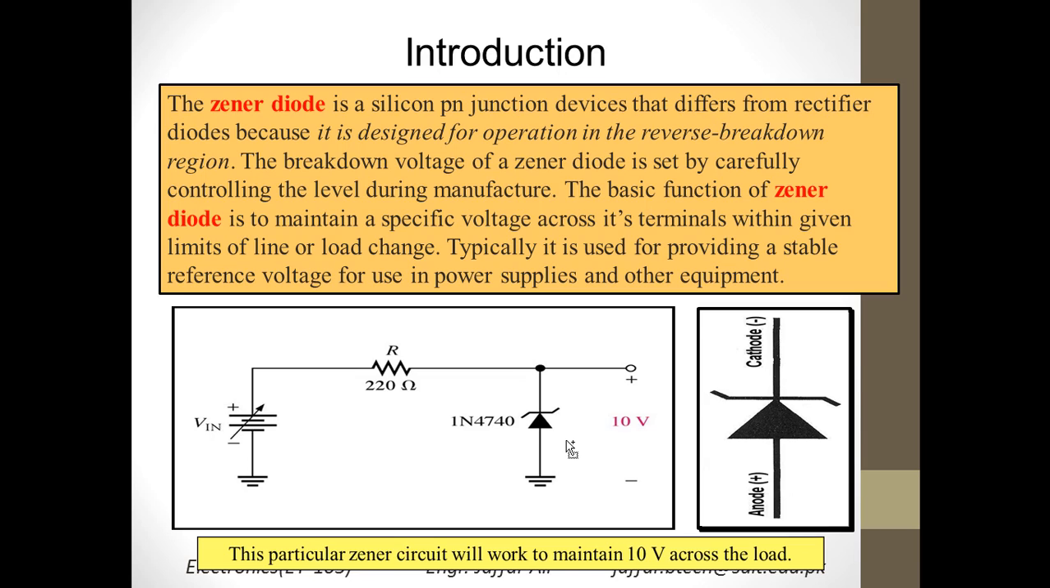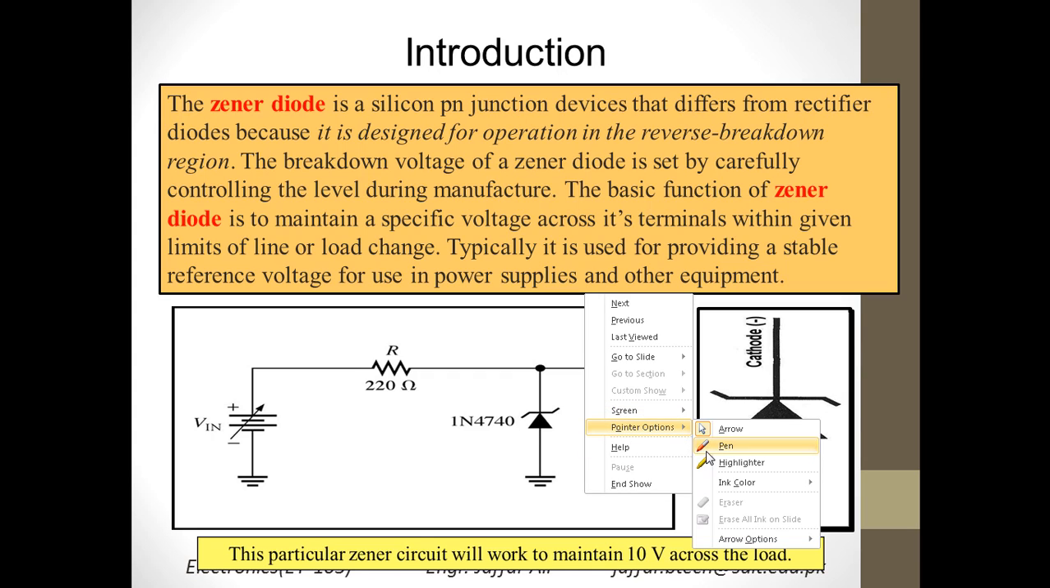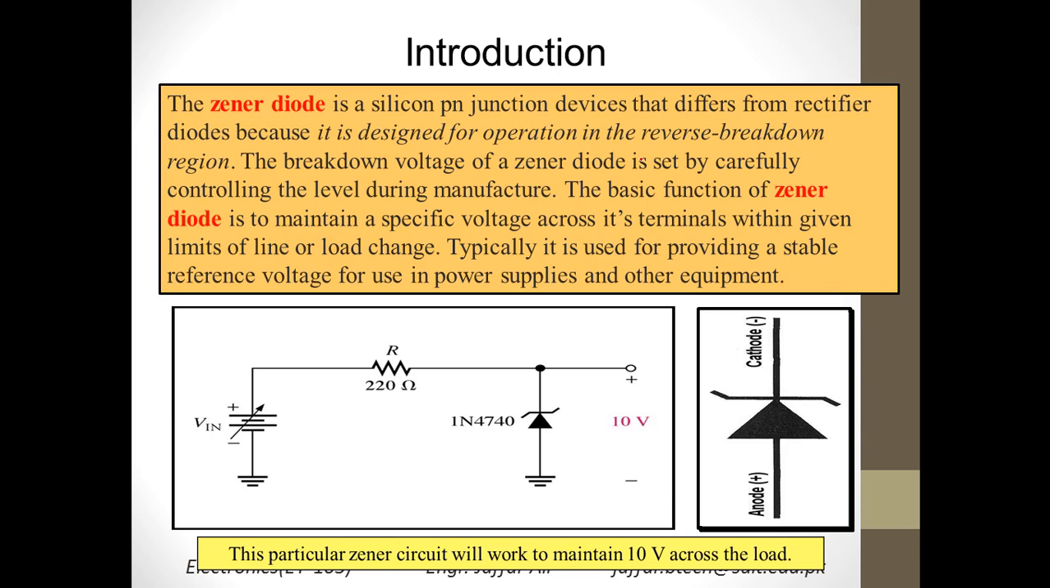Now, starting with the introduction of the Zener diode. As we discussed in the previous class, it is the kind of diode which works in the reverse bias voltage. The Zener diode is basically a silicon PN junction device, and it is different from common rectifier diodes because it is designed for operation in the reverse breakdown voltage. This is what we studied in the last class as well, but very briefly. It works in the reverse breakdown region, and it is specially designed for that.